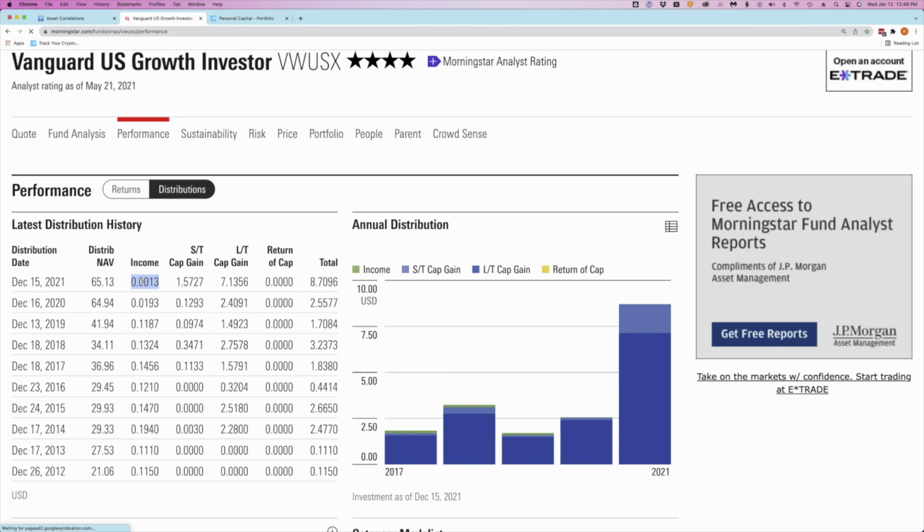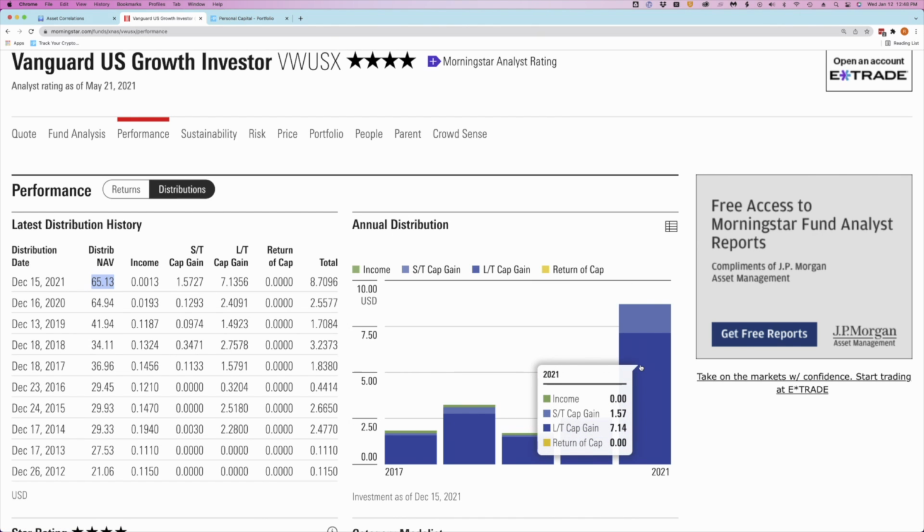That's okay. But the big problem is capital gains. This stands for short-term capital gains, and this is long-term. They distributed for each share you owned over $1.57 in short-term and over $7.13 in long-term. And the NAV of the fund, the net asset value, is $65. So they distributed more than 10% of the value of the fund in short and long-term capital gains, and we can see it visually over here.